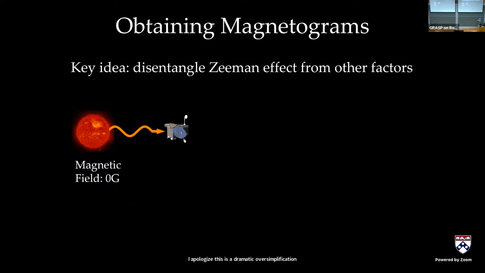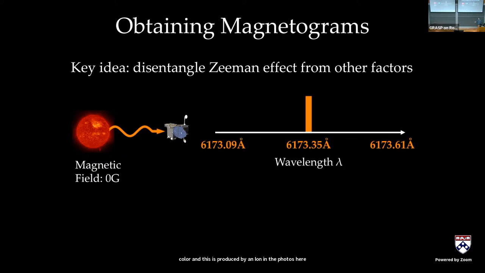The idea is that the sun actually produces light in lots of different wavelengths. There are spectral lines, and there's one spectral line which occurs in the photosphere. It's approximately this nice orange color, and this is produced by an ion in the photosphere. And what happens is you measure this at some absurdly precise wavelength. So the measurements that you're doing are extremely high precision.